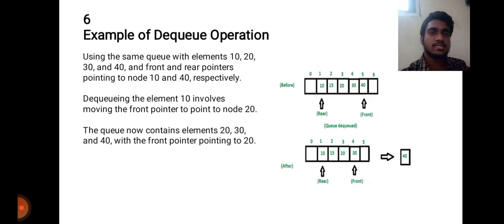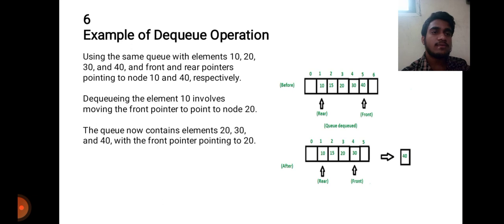Example of DQ operation. Using the same queue with elements 10, 20, 30 and 40, and front and rear pointers pointing to nodes 10 and 40 respectively. Dequeuing the element 10 involves moving the front pointer to point to node 20. The queue now contains elements 20, 30 and 40 with the front pointer pointing to 20.